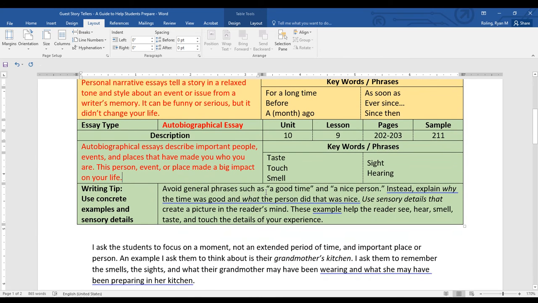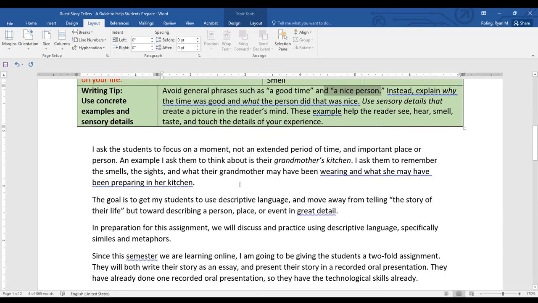We talk a lot about using descriptive language, the sensory words, avoiding phrases like "I had a good time" or "that he or she was a nice person," but explaining why that was a good time and what the person did that was nice. One of the examples I often have the students think about is if they were going to write about their grandmother's kitchen, and I ask them to remember the smells and the sights and what their grandmother may have been wearing or what she may have been making in the kitchen.